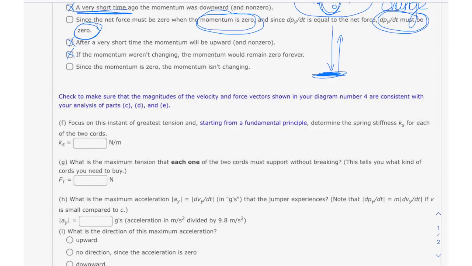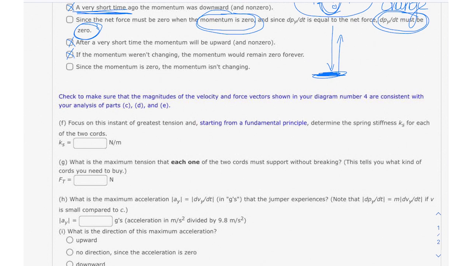It's Chris, and now we're going to get into some calculations for this bungee jumping physics problem. For part F, it says focus on this instant of greatest tension and, starting from a fundamental principle, determine the spring stiffness for each of the two cords.